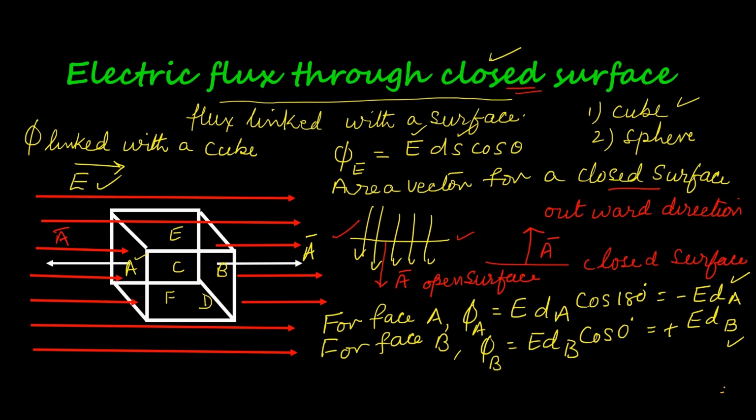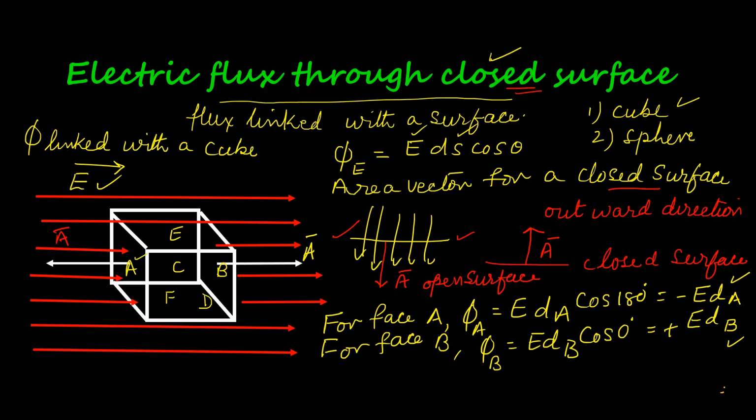What about the flux for the other four faces of the cube? Here the electric field direction is only along the x component. There is no component along the y direction or the z direction. So the other faces do not get linked with the flux. So only face A and face B get linked with the flux, and we have already seen that.